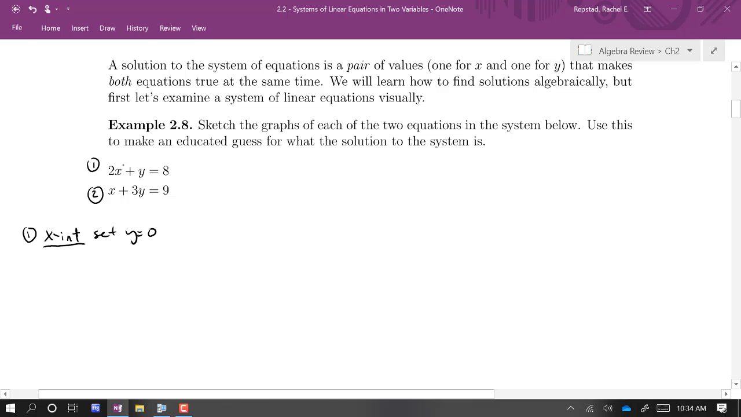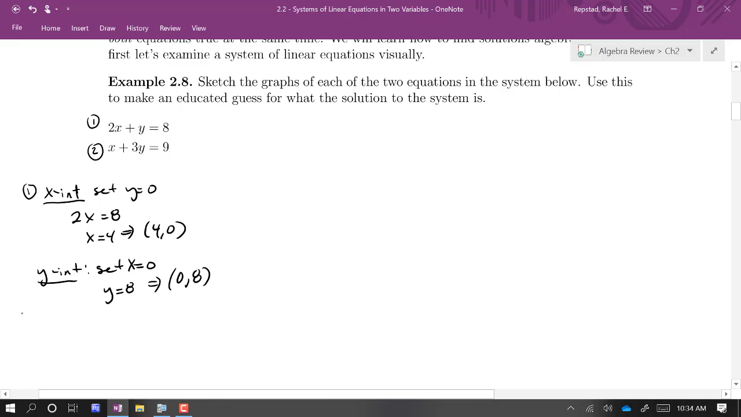And if I set y equal to 0, I get the equation 2x equals 8, and that means that x is equal to 4, and so it has an x-intercept of (4, 0). And for the y-intercept, we'll set x equal to 0, and if we set x equal to 0, that gives us y equals 8, which means it has the intercept (0, 8).